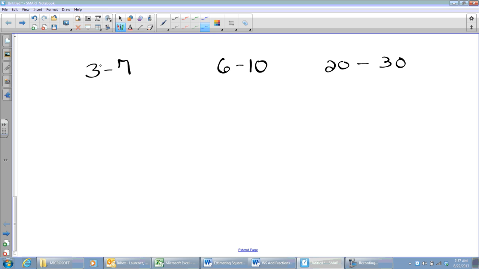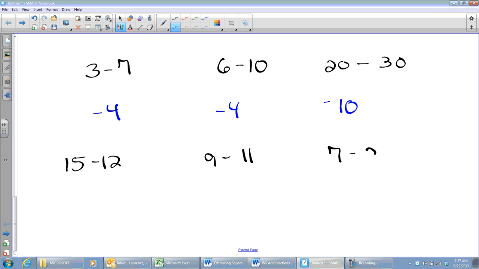So 7 minus 3 is 4, but the 7 is negative, so it's negative 4. 10 minus 6 is 4, but the 10 is larger. Boom, it's negative. 20 minus 30, well, 30 minus 20 is 10. The 30 is larger, it's negative. Okay, why don't you try these couple of problems here. And go ahead and pause the video when you're ready to see my solution.